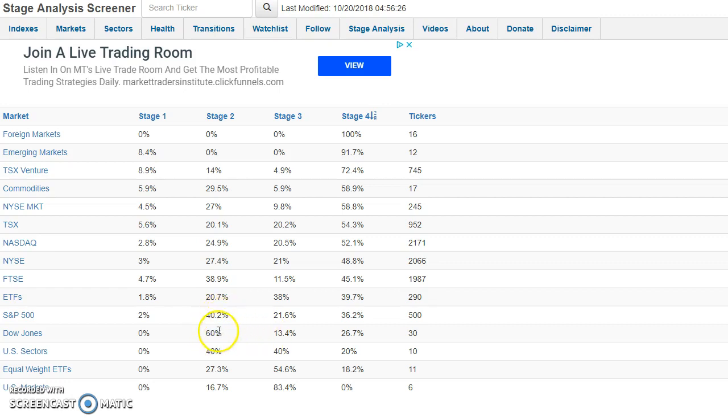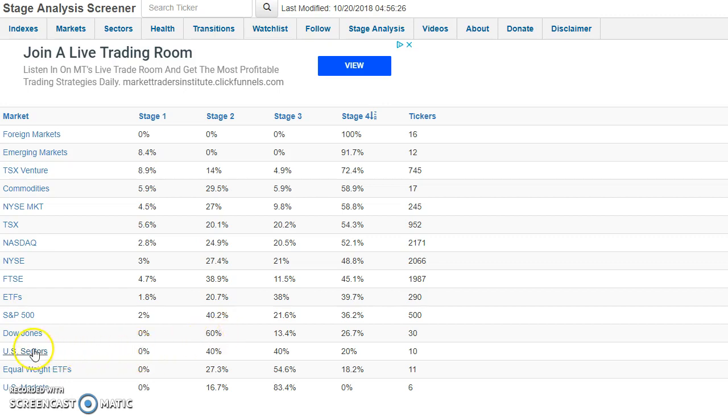The Dow is actually the strongest index, and that's usually bearish because the Dow is comprised of a lot of defensive stocks and also big cap stocks. And when the market's in trouble, money tends to move towards defensive and larger cap stocks. So that's why the Dow is outperforming.